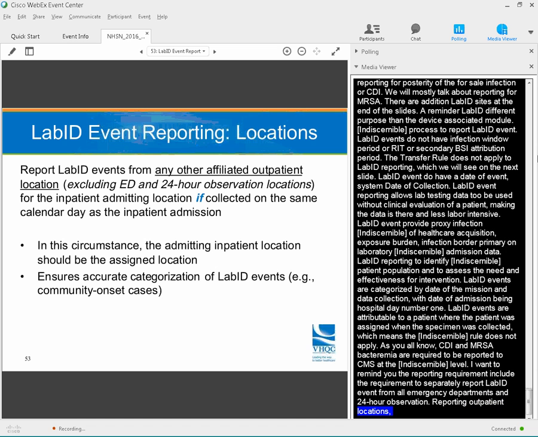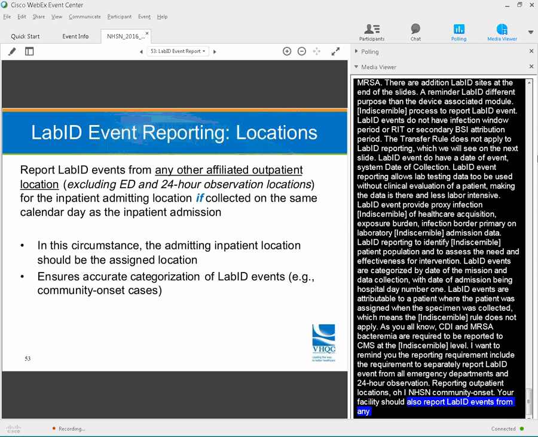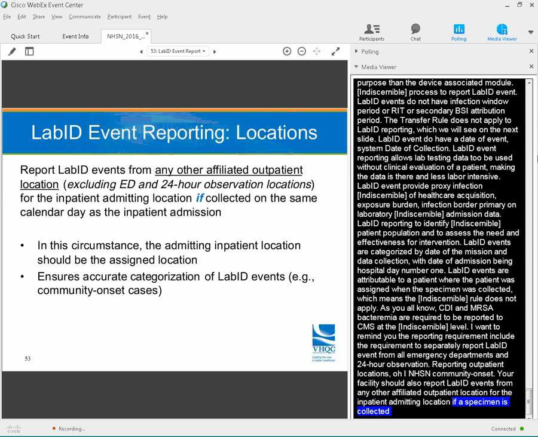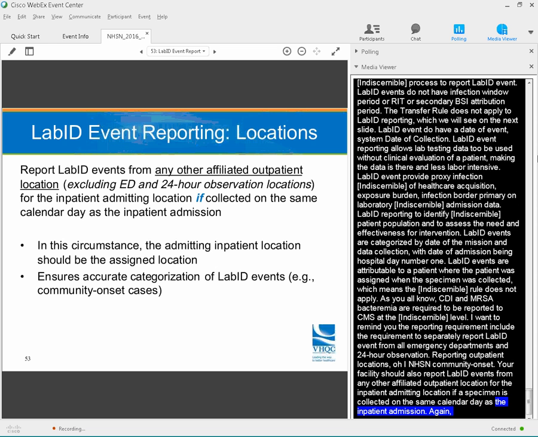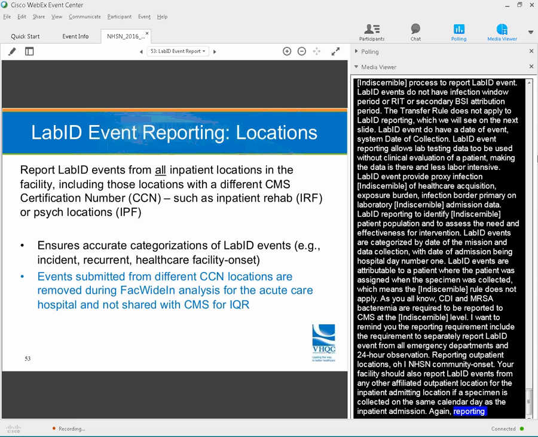Your facility should also report lab ID events from any other affiliated outpatient location for the inpatient admitting location if a specimen is collected on the same calendar day as the inpatient admission. Again, reporting from outpatient locations ensures accurate categorization of lab ID events coming into your facility.